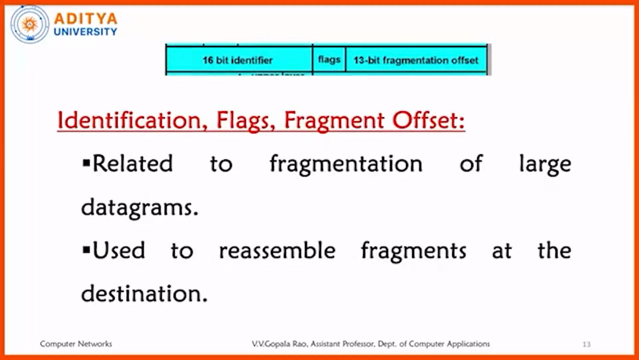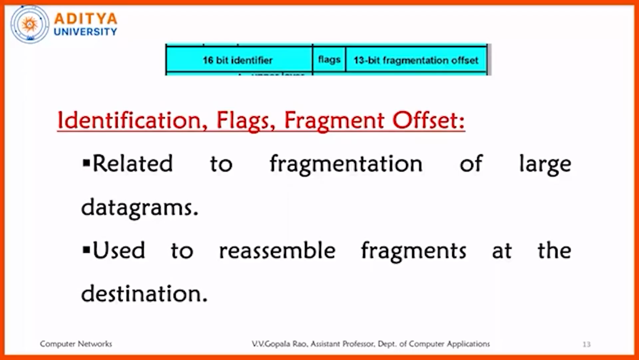And next is identification, flags and offset. This is another important thing that you have to consider. The 16-bit identifier is related to fragmentation, because it tells us whether the packet is fragmented or not. The whole message may not fit in one packet, so the packet has to be fragmented. This 16-bit identifier says whether the packet is fragmented or not, related to fragmentation of large datagrams.